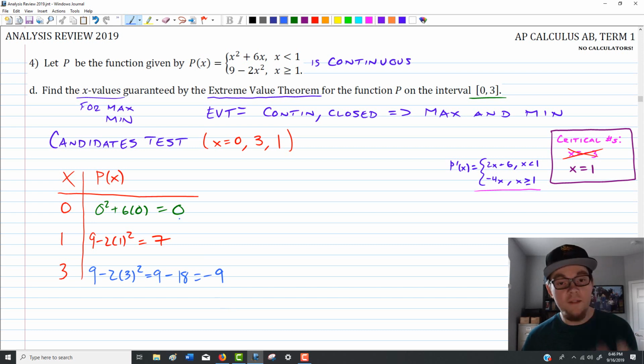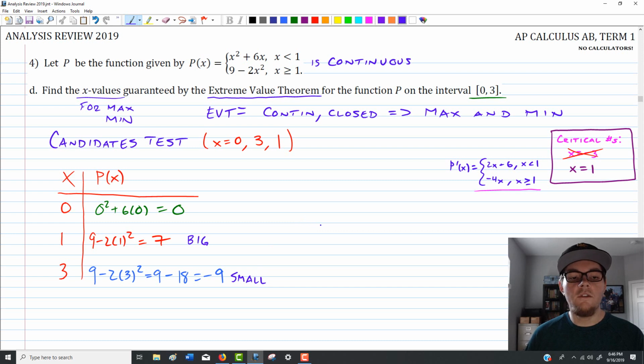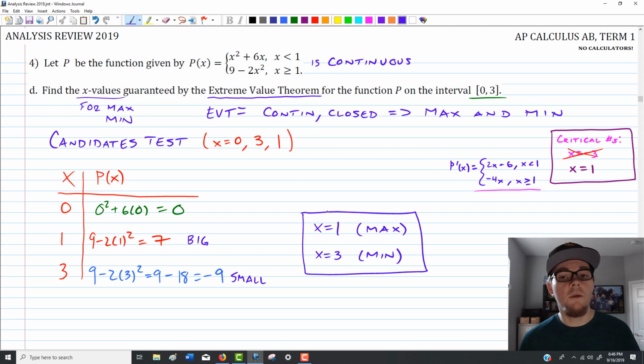So basically we have 3 places. We're supposed to find the x values for the smallest and the biggest ones that are there. Looking at our outputs, I see the biggest is x equals 1, and I see the smallest is x equals 3. So the 2 values that were guaranteed were x equals 1, which is our maximum, and x equals 3, which is our minimum. So those are the 2 x values that satisfy the extreme value theorem because they correspond to the absolute extrema of our interval.